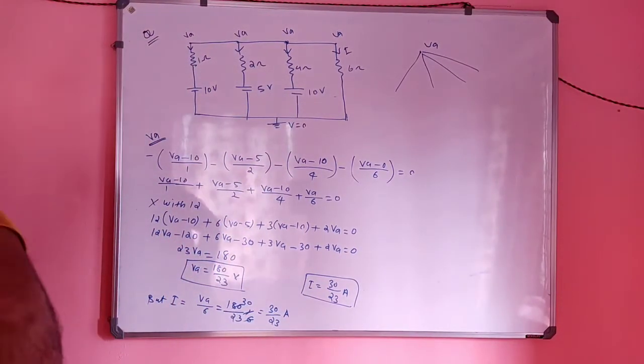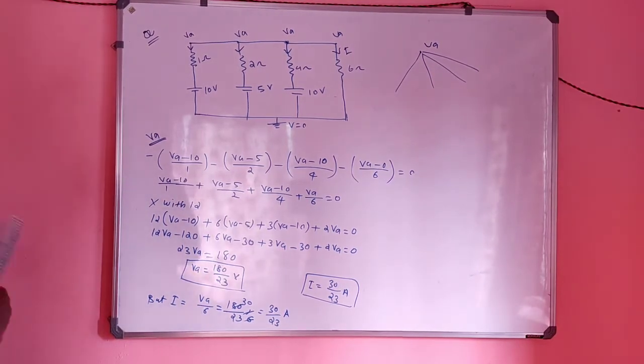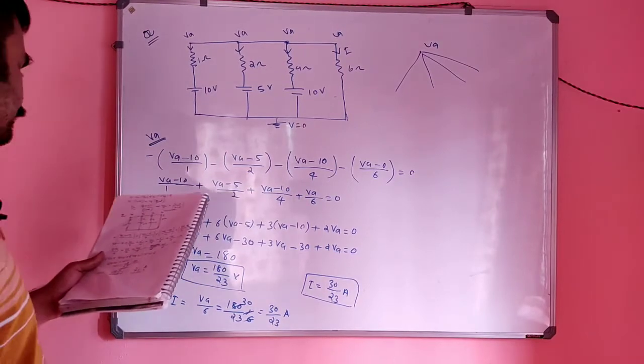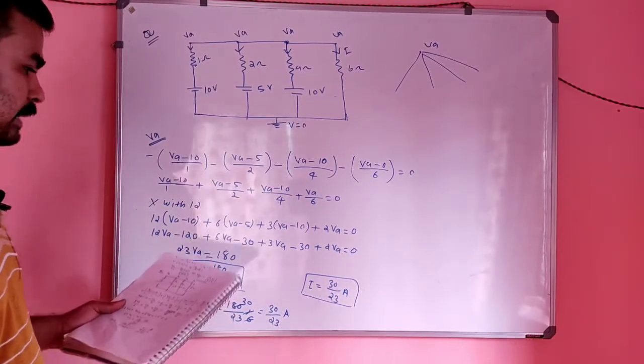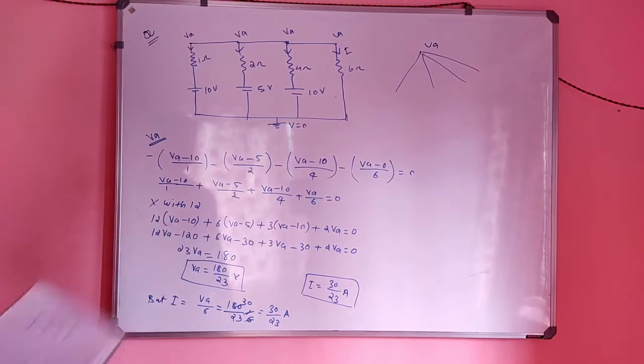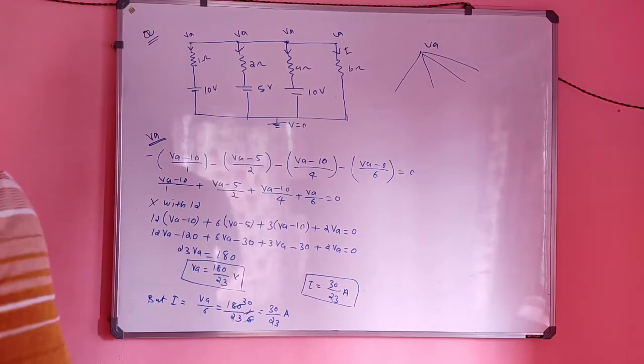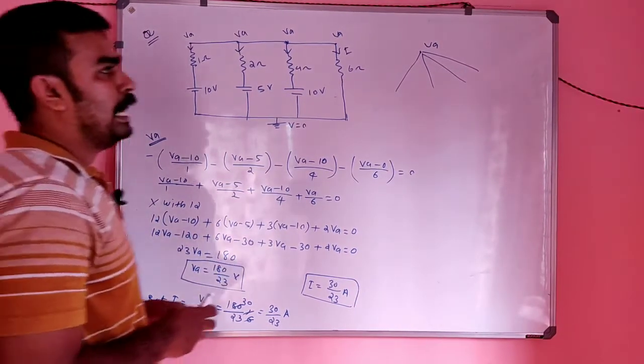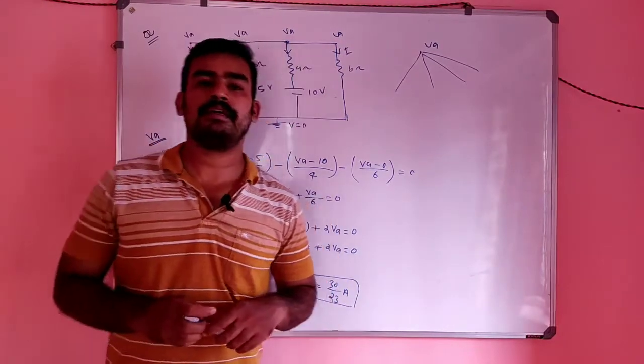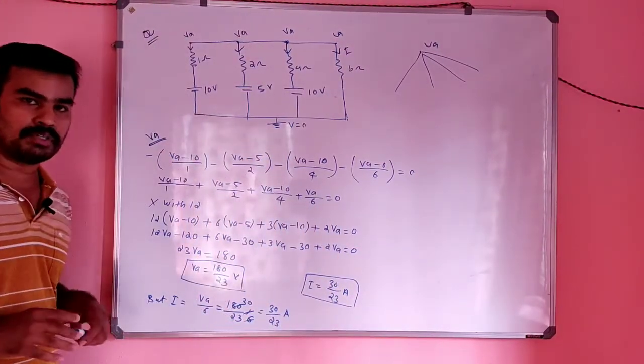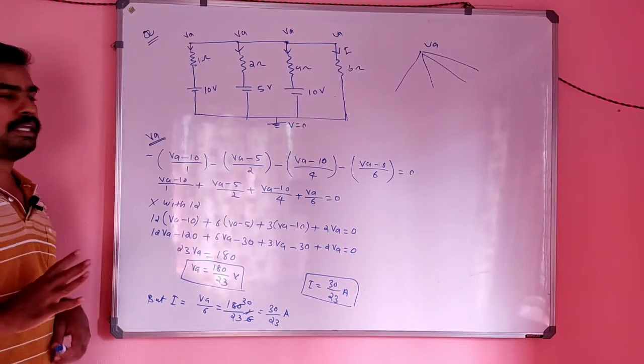Let's check the answer. So it will become 30 by 23 ampere. Is it correct? Okay. I think all of you are clear with the concept. If you have any doubt, please mention it in the comment box. It's very easy actually.